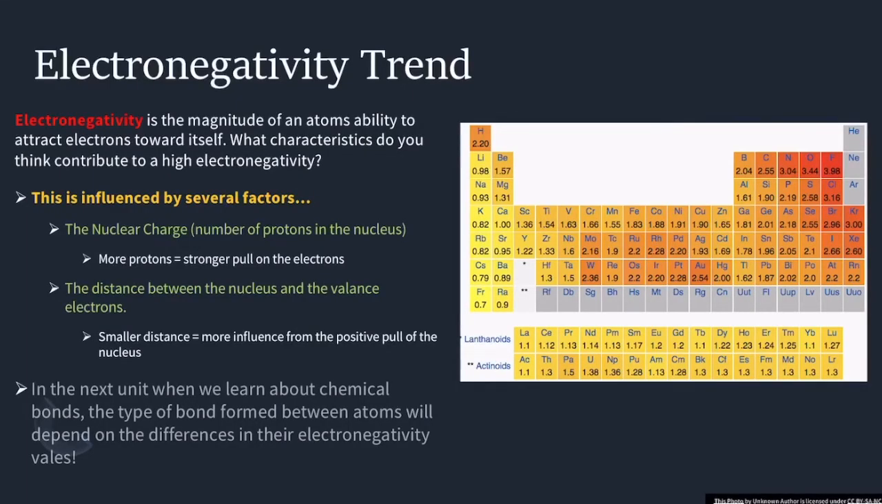Okay, so now we're going to talk about the trend in electronegativity. Electronegativity is the magnitude of an atom's ability to attract electrons towards itself. What characteristics do we think contribute to an atom having high electronegativity? Well, it's influenced by the factors that we've been talking about: the nuclear charge and the size of that atom, or how far away those valence electrons are from the nucleus. If we take a look here, we're going to use period 4 again for our example. Here's period 4.